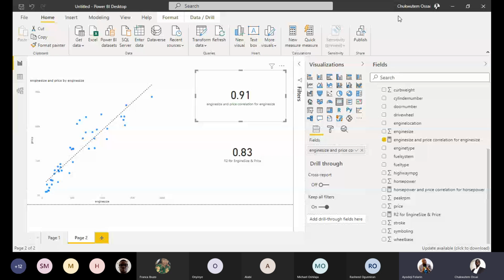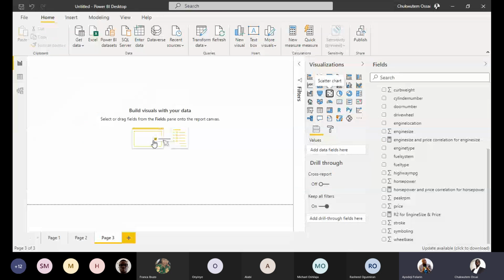Okay, so let us see. Let us quickly practicalize that so that we will see what the result will be. And that is the essence of the class for today. So let me bring in the scatter plot. The scatter diagram is coming up. Okay, so we have the scatter chart here.